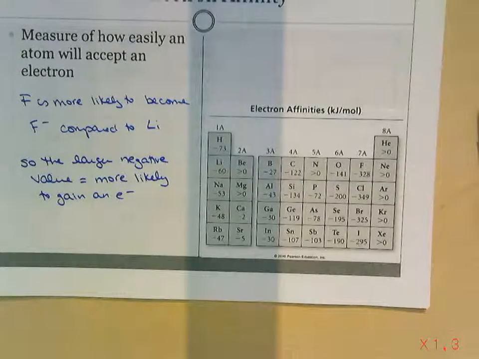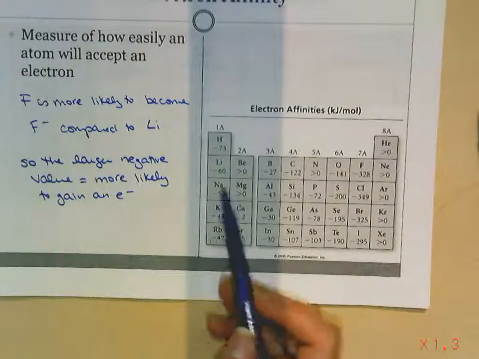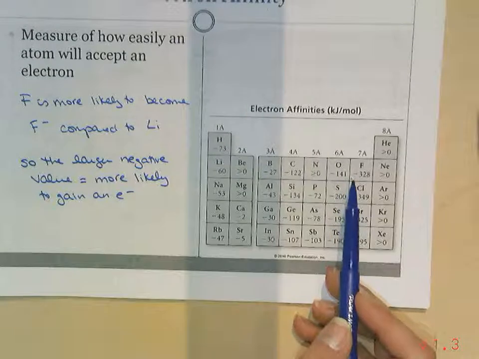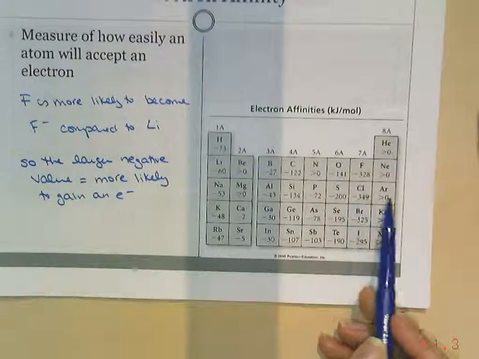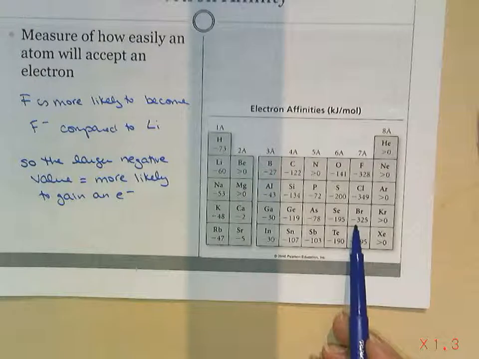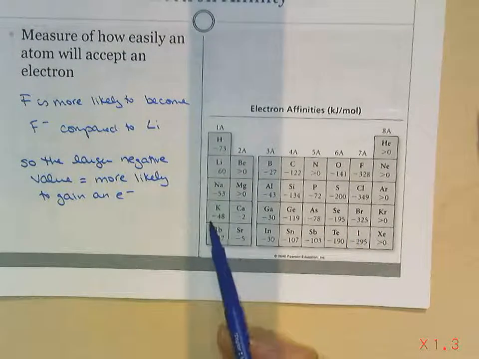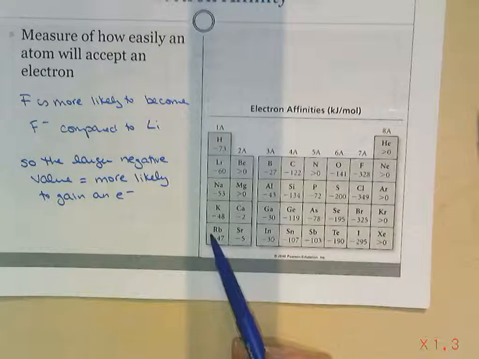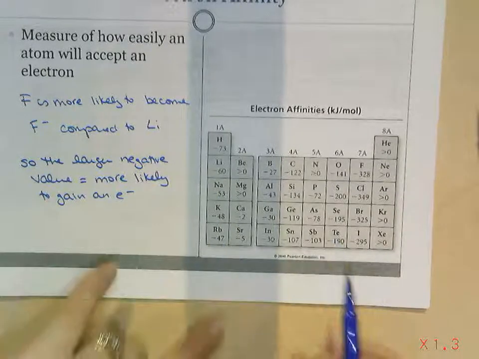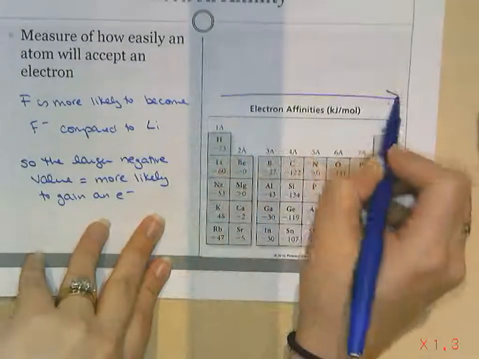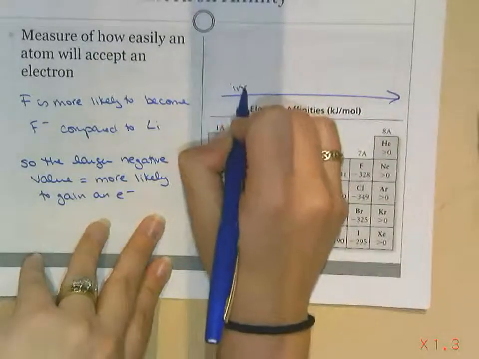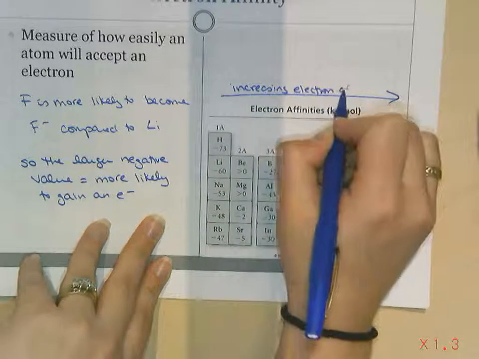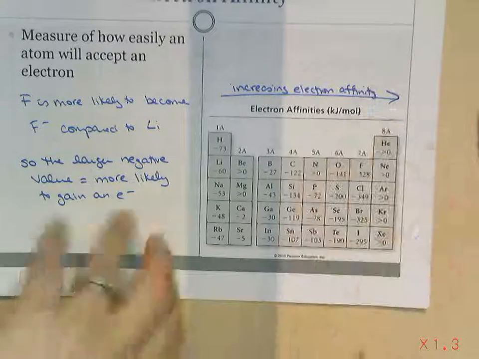So the trend increases going left to right, which makes sense. Fluorine wants to be -1, chlorine wants to be -1, bromine wants to be -1. These elements over here don't want to gain an electron, they want to lose an electron. And so, going this way, we see an increasing electron affinity going left to right.